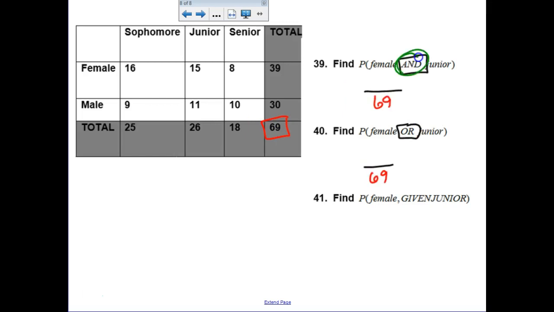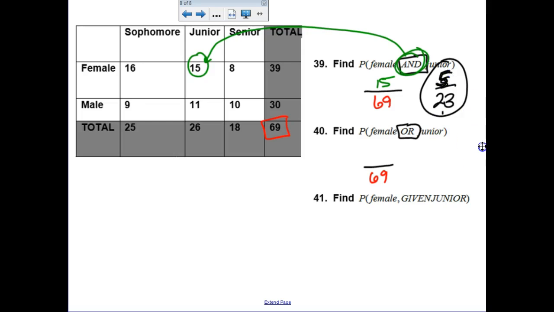But the difference is when it's and, female and junior, you go to your chart and you find that one number that's both female and junior. That would be these ladies right here. So 15 out of 69, which does reduce when you math enter that to 5 out of 23. If it's a reducible fraction on a multiple choice test, it is very likely that they have been reduced or written as a decimal or a percentage. So make sure that you're looking for equivalent answers even though your answer might not be there.